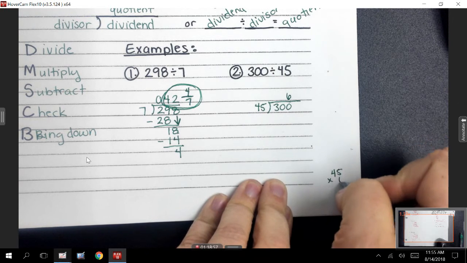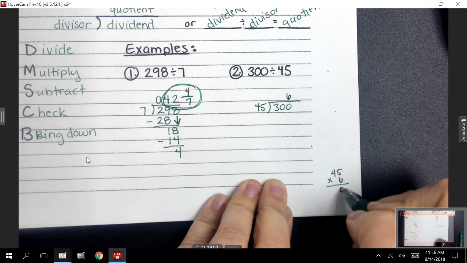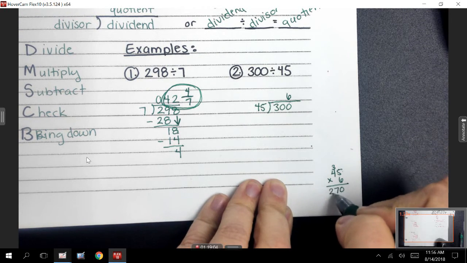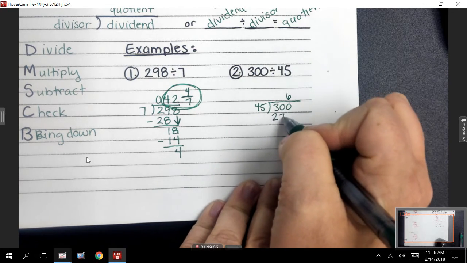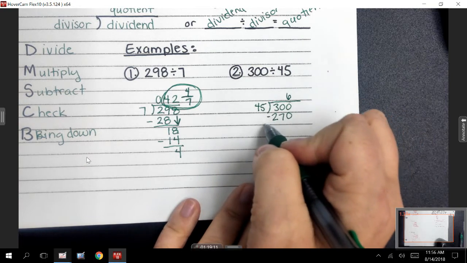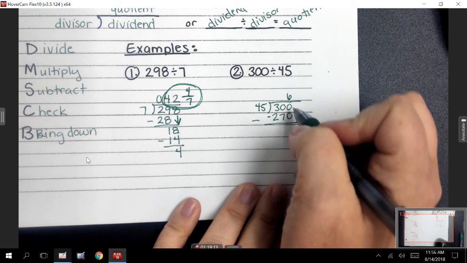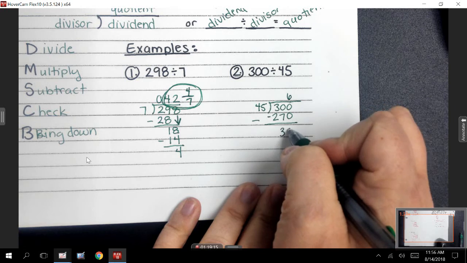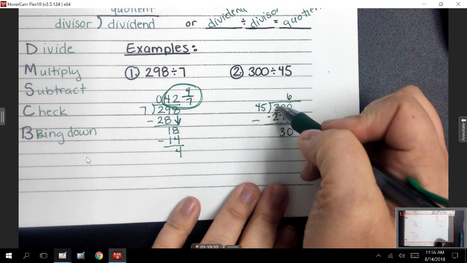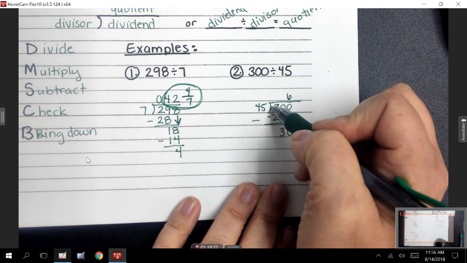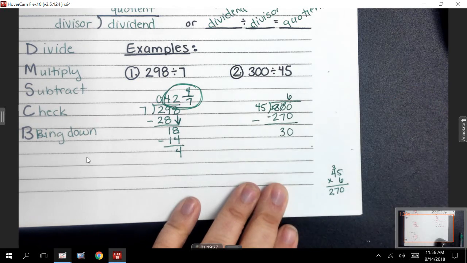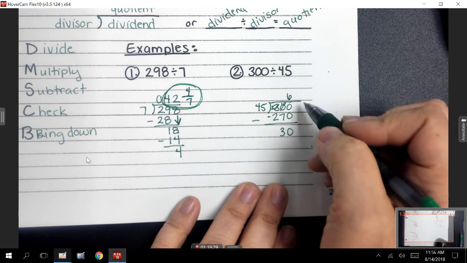45 times 6. 5 times 6 is 30. Carry my 3. 6 times 4 is 24, plus 3 gives me 27. So I have 270. So that was my multiply. Now I'm ready to subtract. When I subtract that, 300 minus 270 is going to give me 30. If you wanted to see that slowed down a little bit, we do 0 minus 0. 0 minus 7 we can't do, so we borrow. So that becomes 2, and then this is now 10 minus 7, which is 3. So we have 30. There's nothing left to bring down.